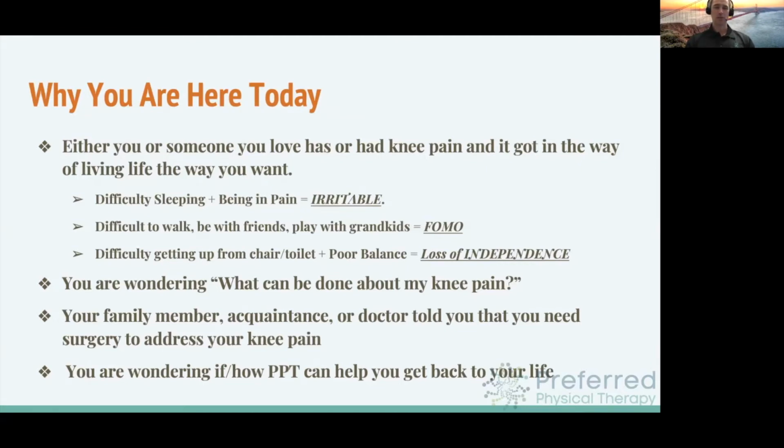There's also some difficulty in how we manage ourselves, getting up from a chair or a toilet. We're maybe having difficulty with balance.